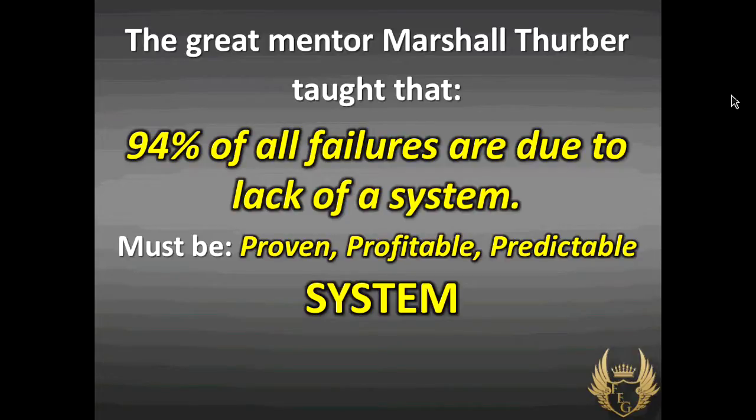And the great mentor, Marshall Thurber, taught us that 94% of all failures are due to a lack of system. So it's not a lack of will, it's not a lack of knowledge, it's a lack of a system. What does that mean? That means you have a 94% chance of failing if you do not run the play. So what would you rather have? Would you rather have a 6% chance to win, or would you rather have a 94% chance to win by running the system? And the system needs to be proven, profitable, and predictable. Well, we have that, and we've perfected it over time to a point where if you run the play, if you run the system, it will build your business for you.